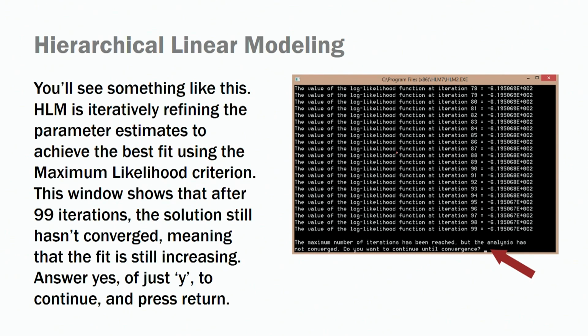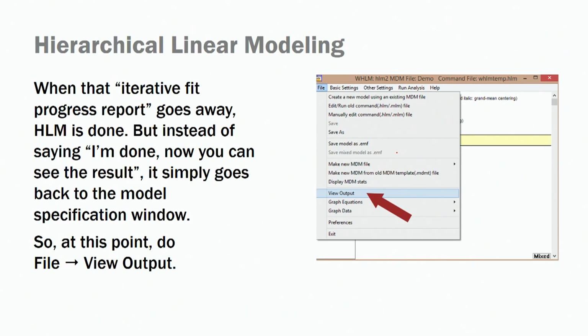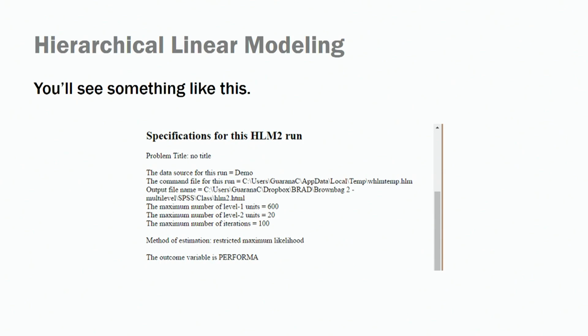HLM is not very friendly, so you'll get this screen that's black with a bunch of things, and then probably you'll get information about convergence. So you need to press Y on your keyboard, and then the program will keep running. Once you get that, you'll not see the black screen anymore. How do we get the output? You need to go to File and all the way down to View Output. If you click on that, then you have the output file. Yeah, I know, it takes a few steps to get to the output, but that's how HLM was developed.